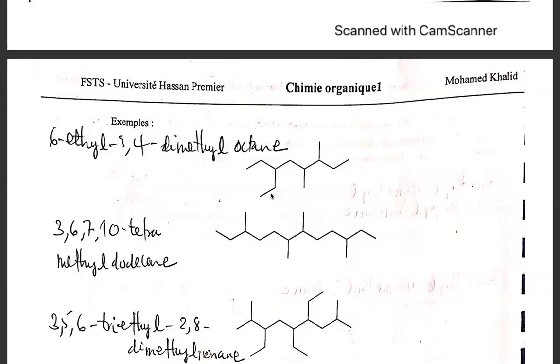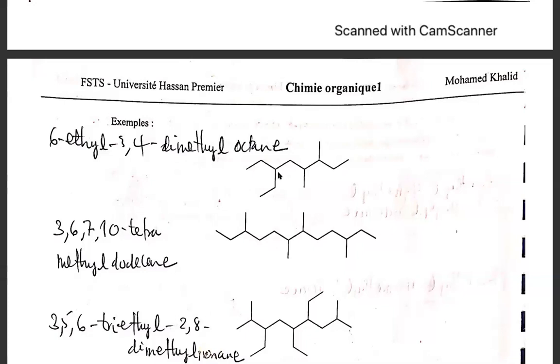We are supposed to look for the positions of these alkyl groups. We start counting in any direction, either left to right or right to left. We say 1, 2, 3. At position number 3, we have a substituent. Then we come from the other side, 1, 2, 3. At position number 3 again, we have another substituent. Now we have 2 substituents with the same index, one at 3 and the other also at 3.